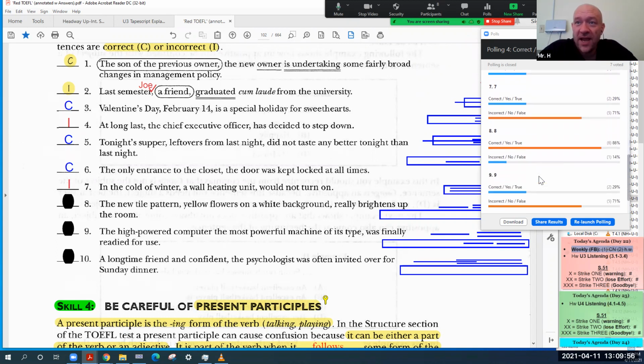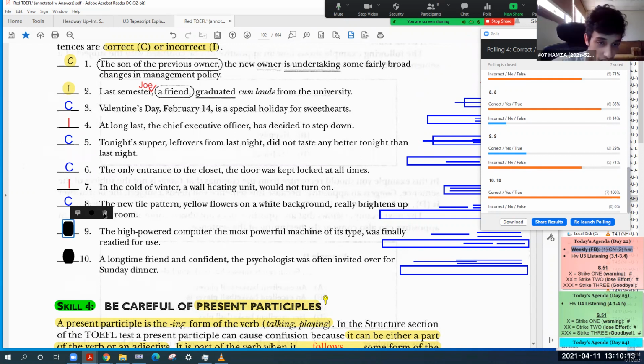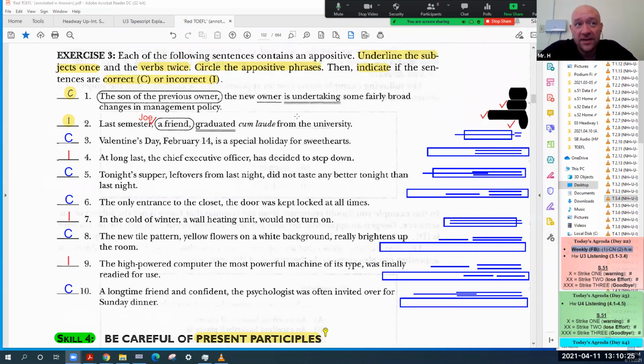Number 8. What does everybody say for 8? Well, most of you think it's correct. It's correct. Bingo. Number 9. Two of you said it is correct, and the rest said it is incorrect. Let's take a look. Incorrect. And then number 10, everyone thinks it is correct. Yes, it is. So let's quickly look at the examples one by one.